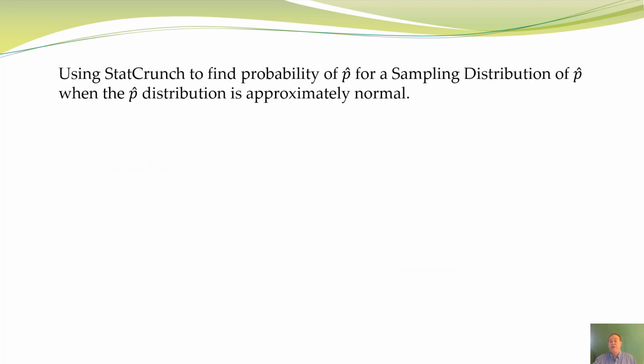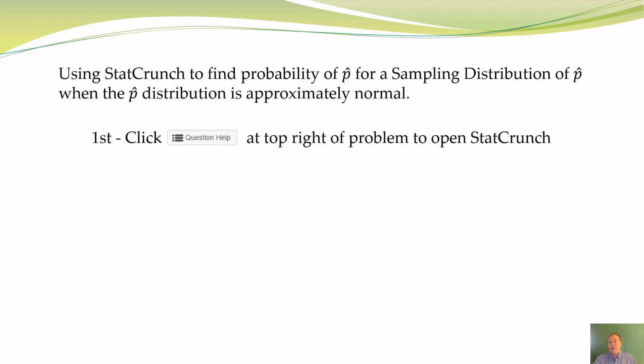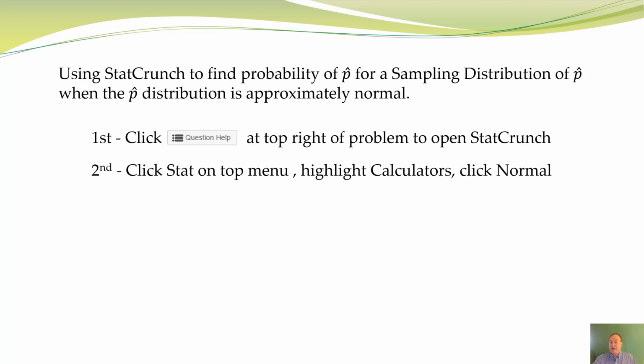Now, using StatCrunch to find the probability of p hat for a sampling distribution of p hat when the p hat distribution is approximately normal, we first need to check and make sure the p hat distribution is approximately normal. Now, if it is approximately normal, you're going to open StatCrunch. You're going to click Stat in the top menu, highlight Calculators, click Normal.